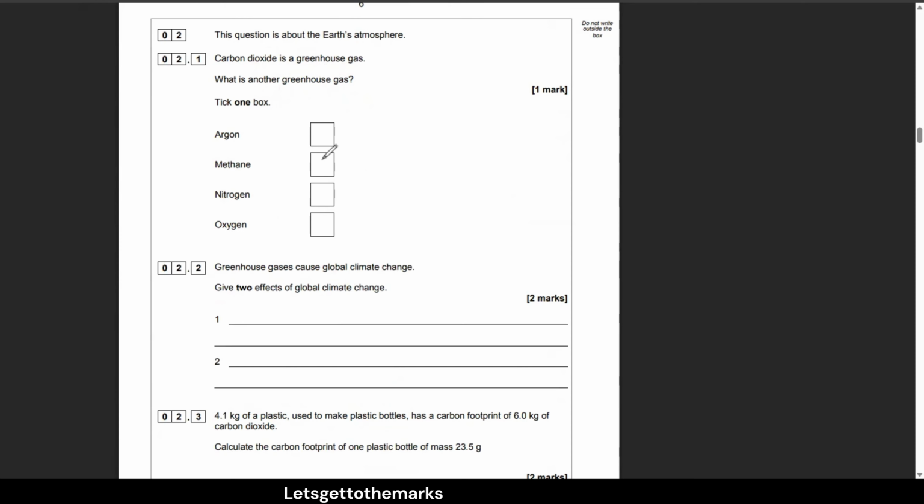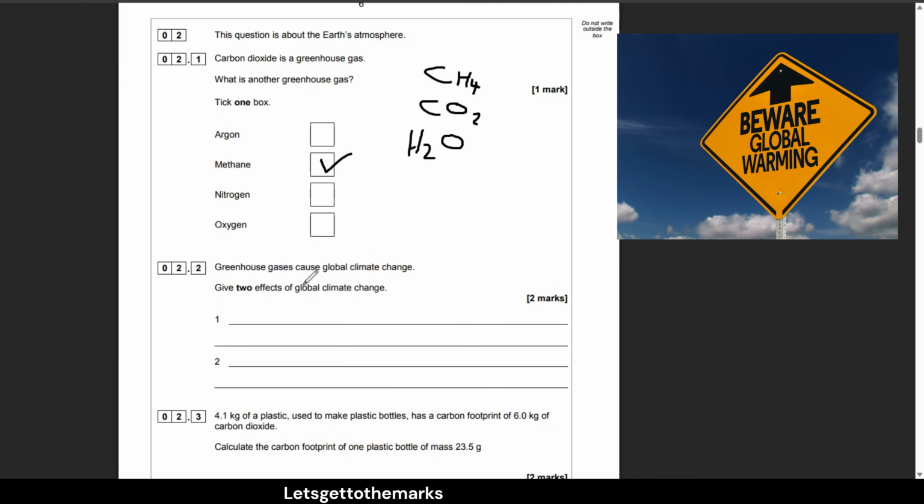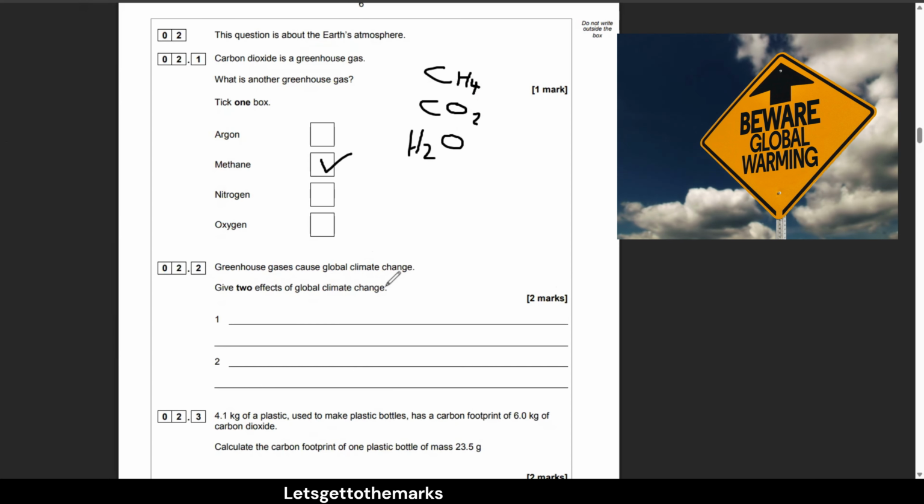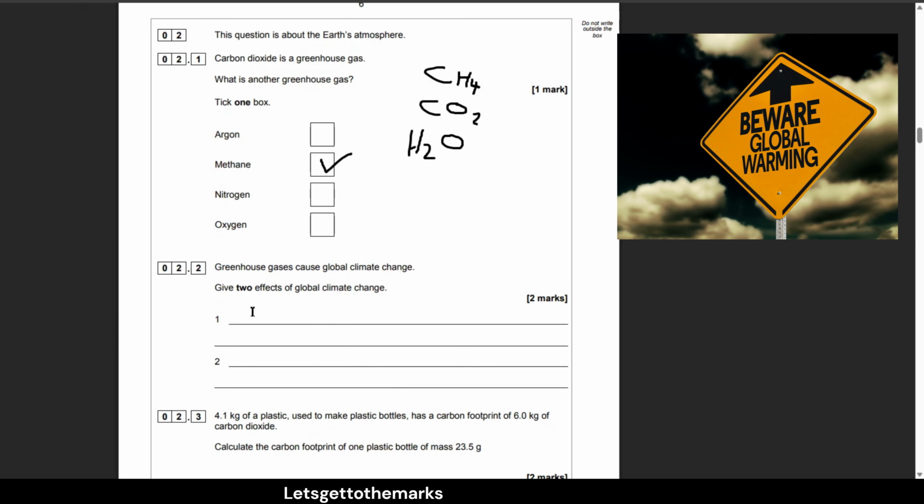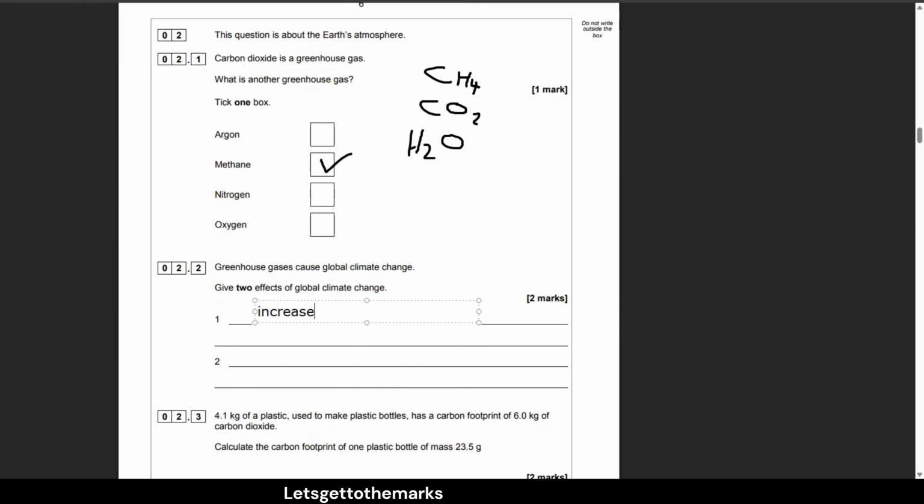Well, the answer is methane. So the three that you need to mainly know about in AQA, unless they tell you otherwise in a question, are the three greenhouse gases they want you to know off by heart. Greenhouse gases cause global climate change. Give two effects of global climate change, and it's worth 2 marks. So if the climate changes, what are two things that could happen? We just need to give any two effects from a big fat list. So we could say increased flooding.